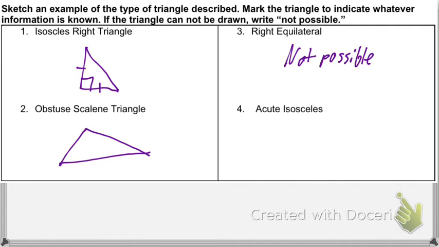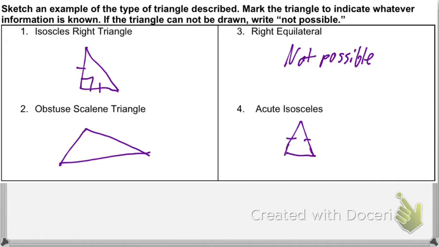So, an acute isosceles. This is going to be any isosceles triangle where two sides are congruent and the angles are all less than 90 degrees. I just drew something pretty similar to what we had for the isosceles triangle picture earlier. It's just flipped a different direction.